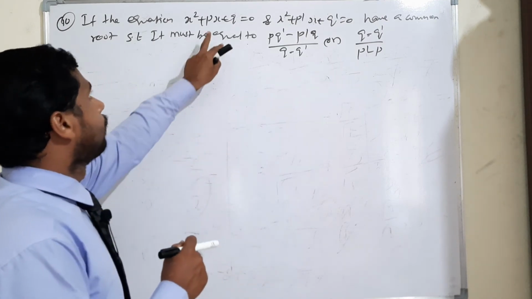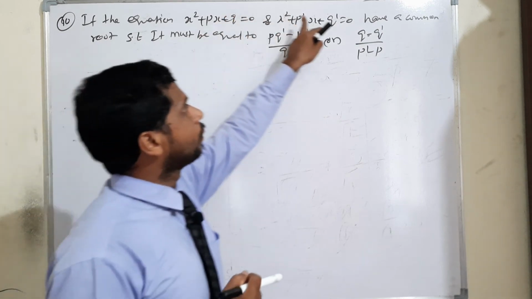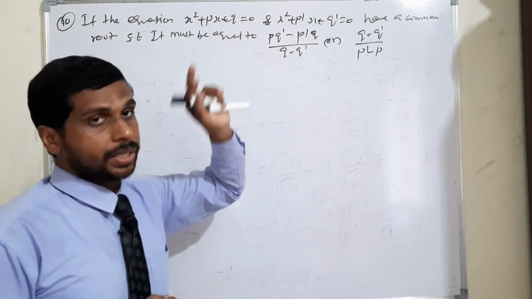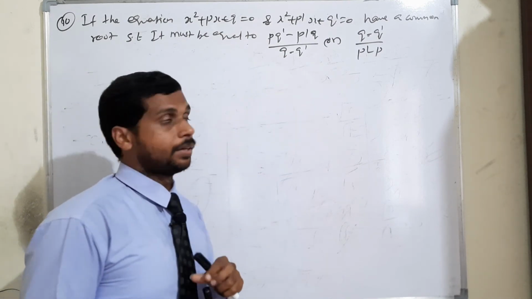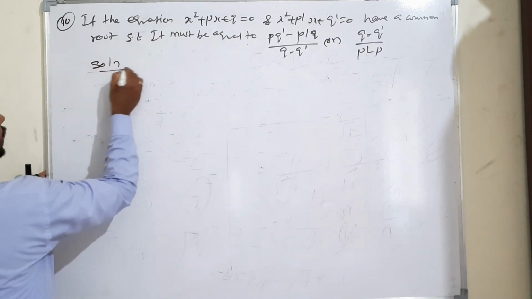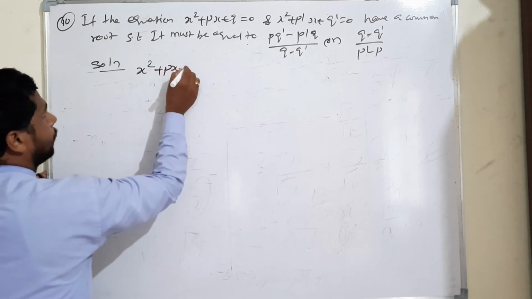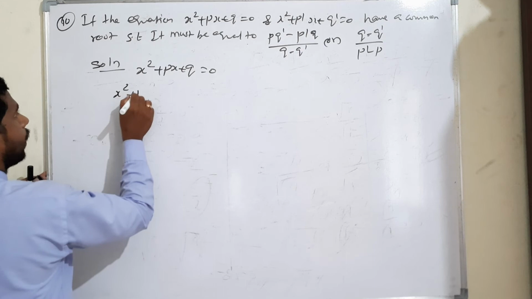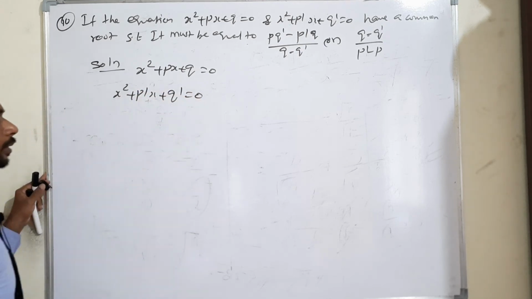So for example, instead of x, if you take x plus 1, it means the second equation's roots also follow. Sometimes, if the first equation has common root k, the second equation also has common root k. That is the condition. Okay, so I am going to write the two equations. What is the equation actually? x square plus px plus q is equal to 0. Then x square plus p dash x plus q dash is equal to 0.